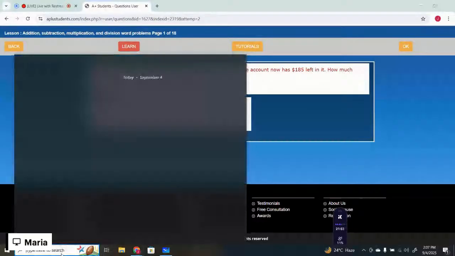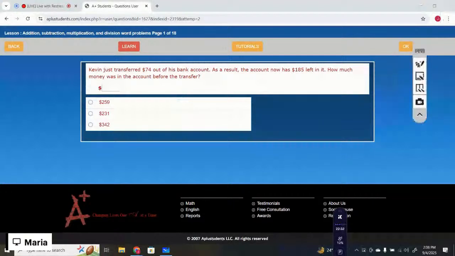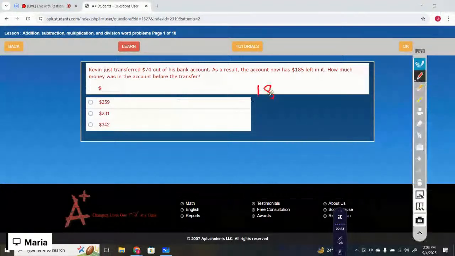So after the transfer, he has 185 left. You need to calculate the money he had before the transfer. So you need to add 185 plus 74, right? So start adding the digits that are at the ones. 185 plus 74. 5 plus 4 is 9.